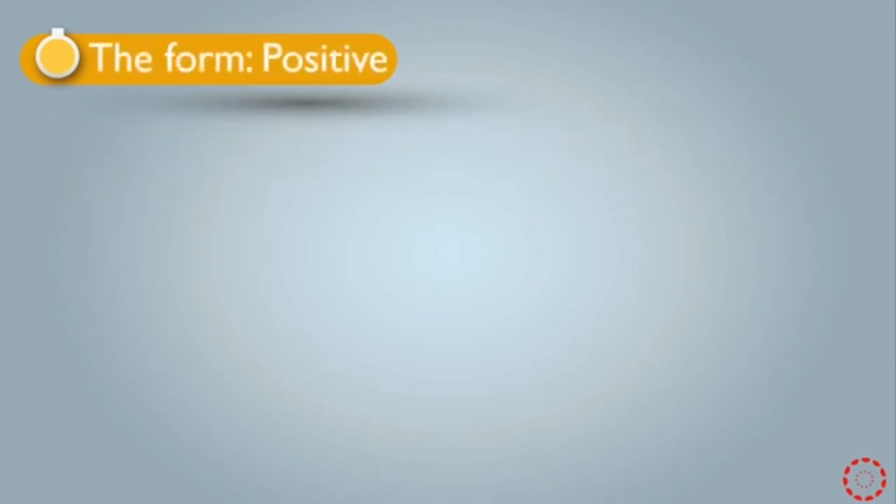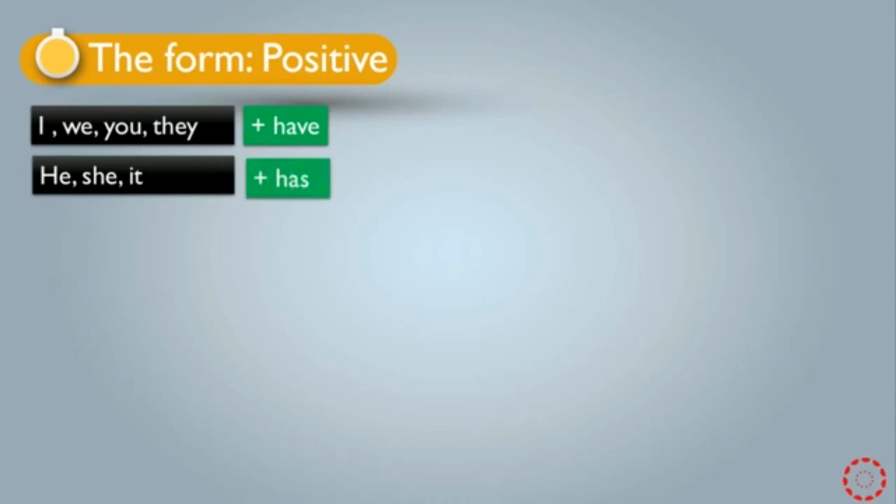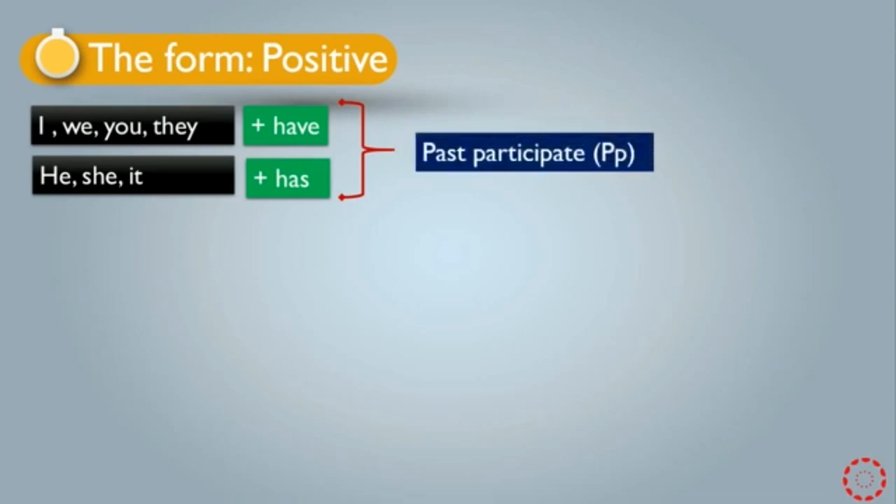The form, we have positive. I, we, you, they. It means that if our subject is I, we, you, they, we use have, and if our subject is he, she, it, or a name, we use has. Both of them are followed by what? Past participle of the verb, which means the third form of the verb. Okay, past participle, we can also say PP.